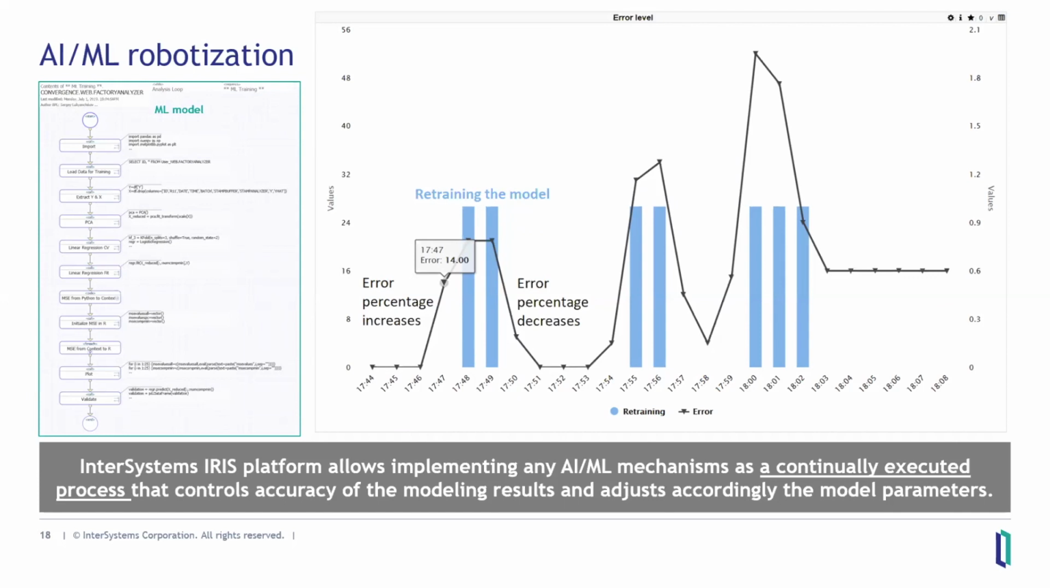What's important is that we are doing model validation and model retraining, and in some cases hyperparameter tuning, automatically. So humans no longer need to perform this task. It's all automated, and there's a process which automatically controls the accuracy of modeling results and adjusts the model accordingly. With InterSystems IRIS, you can easily implement solutions of this scale. If you're interested in this demo, at the end of the presentation I will tell you how to reproduce it. There are several very simple ways.